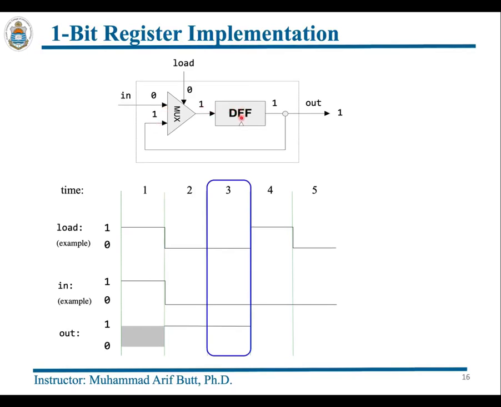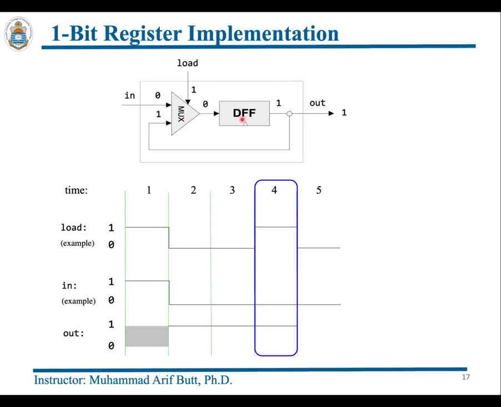Let me move on to time unit 3. At time unit 3, the load is 0 and the in is also 0, and we know the state of the flip-flop is 1. So since the load is 0, this 1 is placed over here and this 1 goes in.